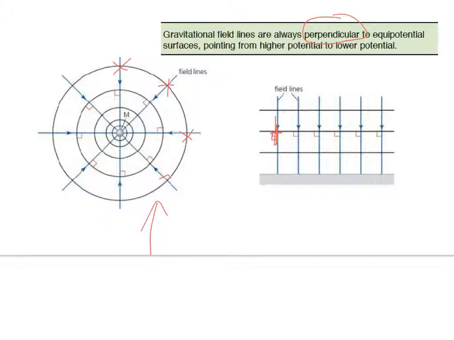The second one is they always point from high potential to low potential. So in this case, the field lines are going towards the floor, which is at a lower potential. Now that's when that minus sign can get really confusing, but remember, potential is a scalar. So by lower potential, we mean lower potential in magnitude.